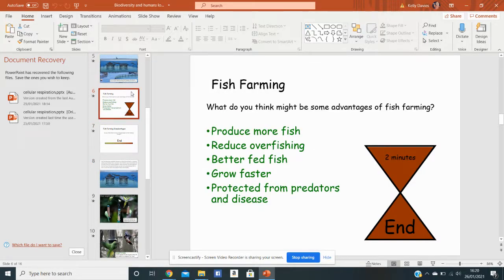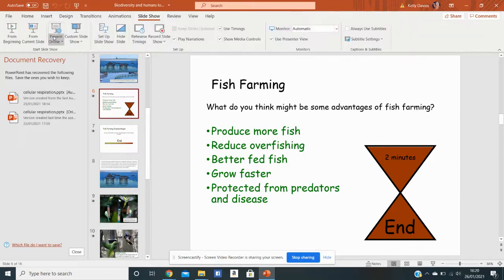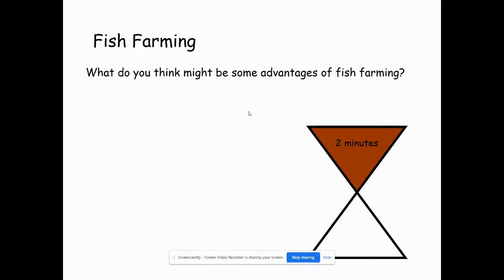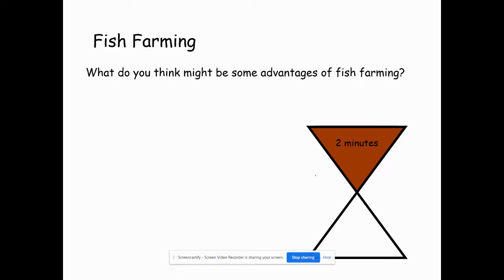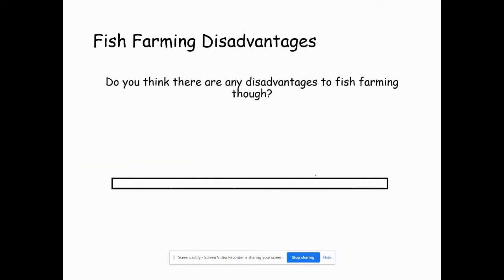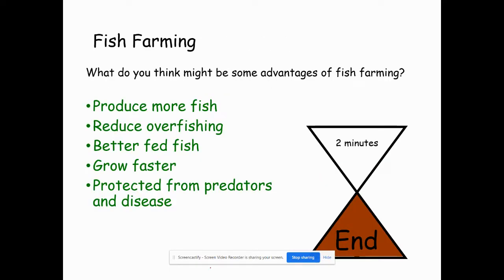So we said that actually there are some advantages to fish farming. So let me just recap them, just in case we are cut short. Bear with me, year nine, my computer's just going a little bit slow. And we're back. Right, so boys and girls, these are all advantages of fish farming. The main one that I just want to go over again, because I don't think I went over this one, is protected from predators and disease.